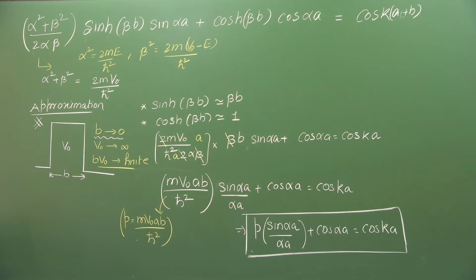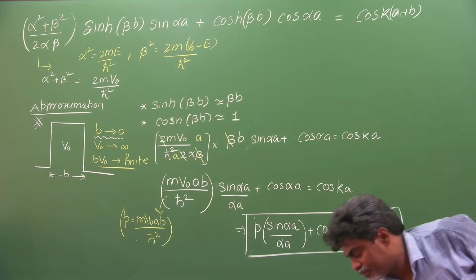Sine hyperbolic theta is taken as theta, cos hyperbolic theta take it as 1, and then we got the final approximation: P sin alpha A by alpha A plus cos alpha A equal to cos kA.